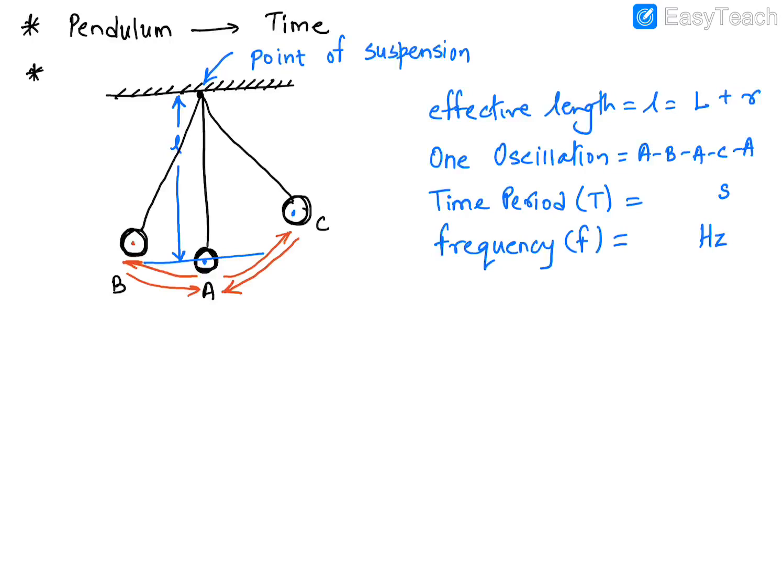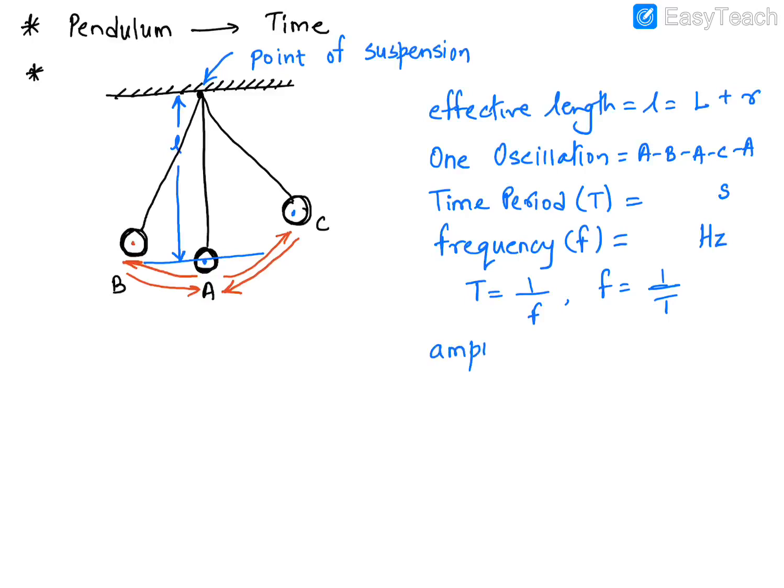For example, if I say frequency is 5 hertz, what does it mean? That this pendulum will oscillate 5 times in 1 second. That is called the frequency. And time period is basically 1 upon frequency, the reciprocal of frequency, or frequency is 1 upon time period. So the more the time period, the lesser the frequency. They are inversely proportional.